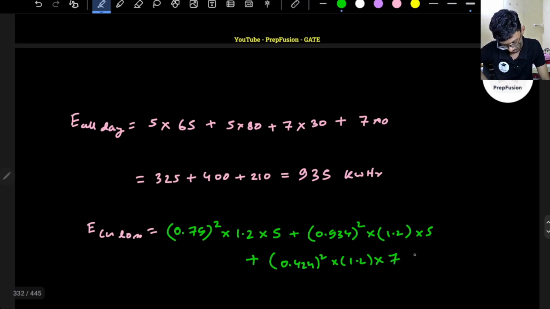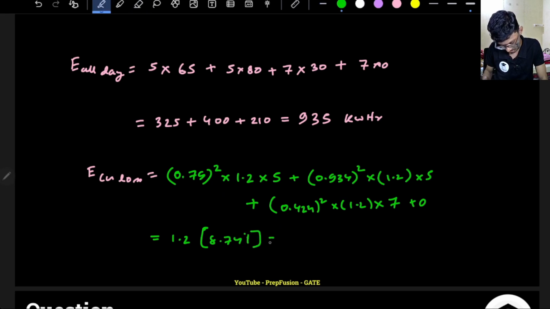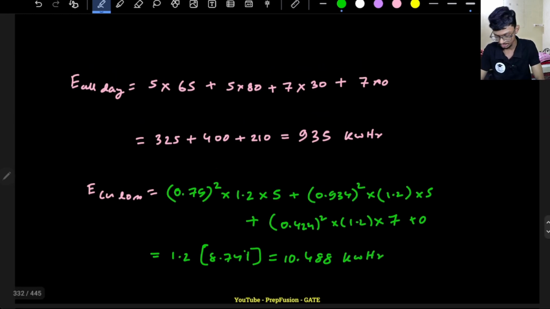I can take common the full load copper loss, then it is 0 only because load is 0. Okay, so I can take actually common 1.2. All these I can calculate. So this will be 0.79 whole square into 5 plus 0.934 whole square into 5 plus 0.424 whole square into 7. Okay, so this will be 8.741 basically. So this into 1.2 roughly is 10.488 kilowatt hour.